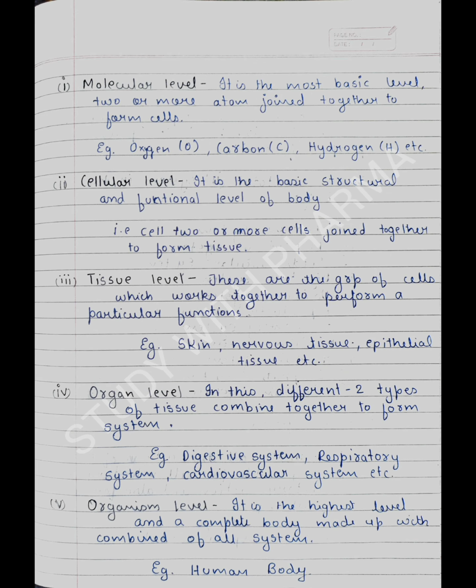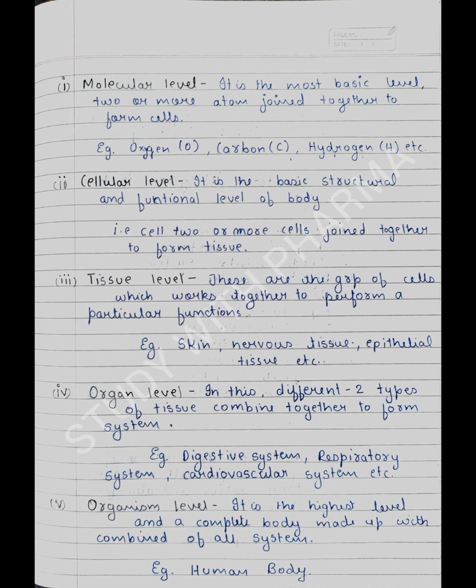First is cellular level. Cell is the basic building block of our body. Second is tissue level. A group of cells combined together to perform a specific function. Example: skin, nervous tissue, etc. Next is organ level. A group of specific tissues combined together to form an organ like heart, liver, kidney, and different organs combine together to form an organ system like digestive system, respiratory system, etc.